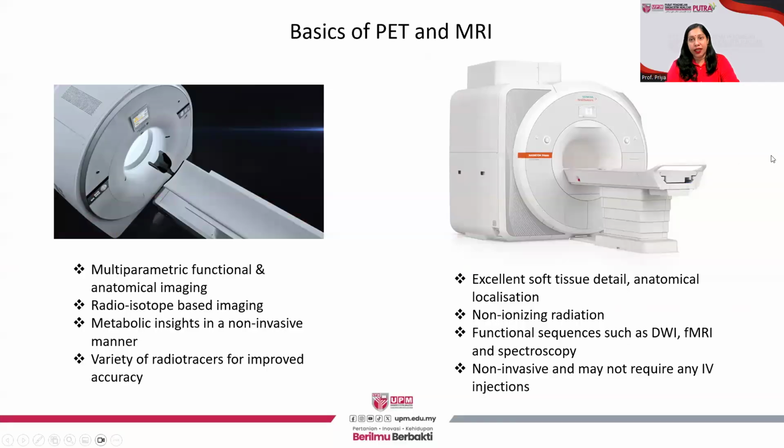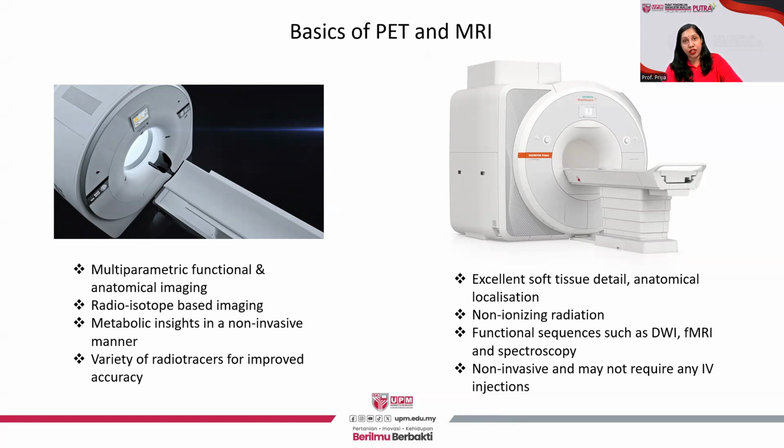As an introduction, I will go into the basics of what is PET and MRI. As we know, they are two different imaging modalities. However, they can be combined in a hybrid system. PET-CT is a multi-parametric functional and anatomical imaging. We use different radioisotopes to perform imaging in a non-invasive manner to detect physiological and functional information at a cellular level.